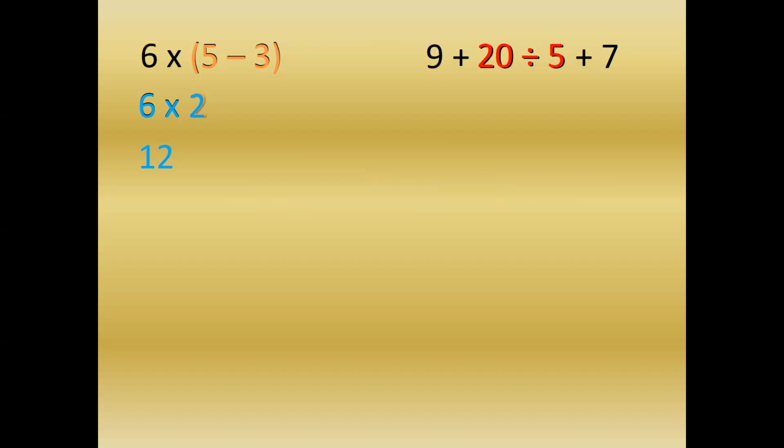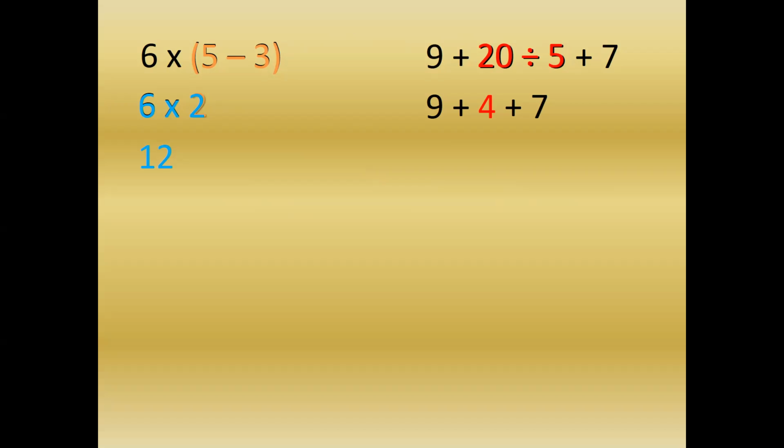So 20 divided by 5, quickly do that in your head. What times 5 is equal to 20? So we know it's 4. So 9 plus 4 plus 7. So now we have to look at, is there any multiplication? No multiplication, so we can move on. Is there any addition? Yes, there is.